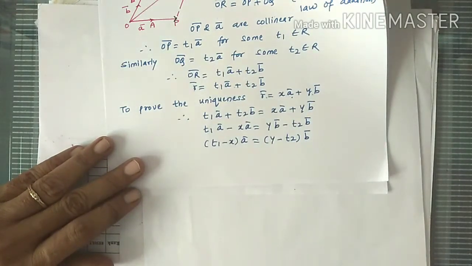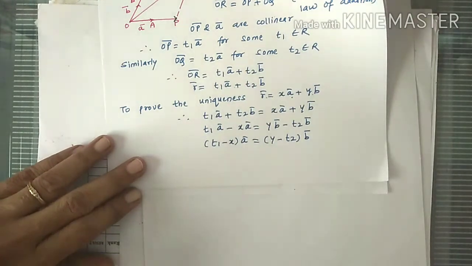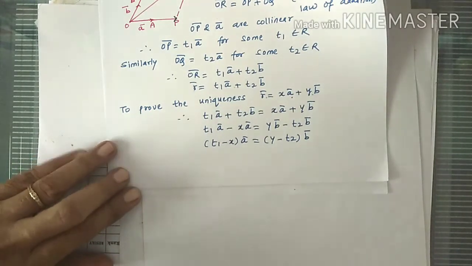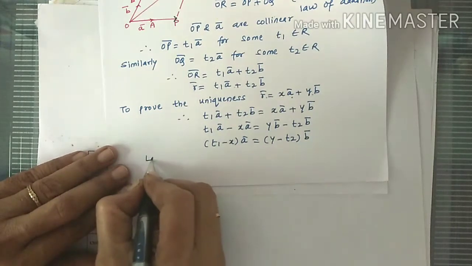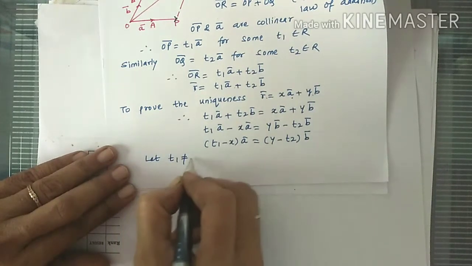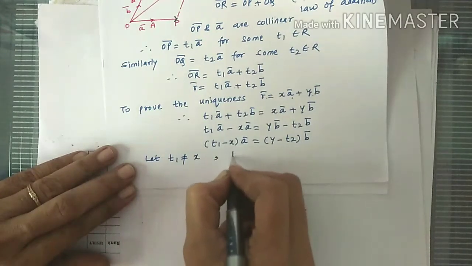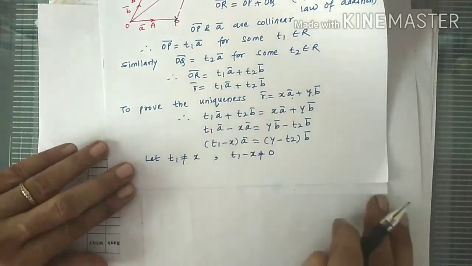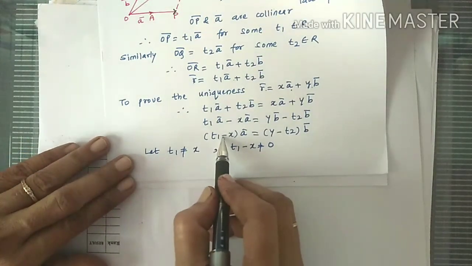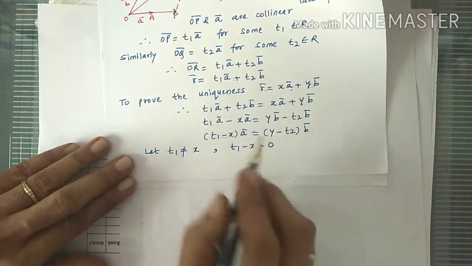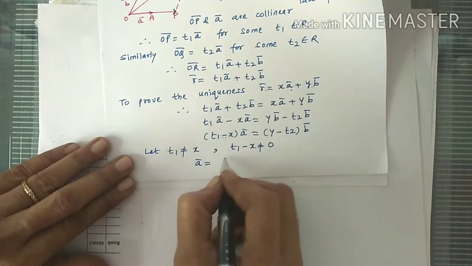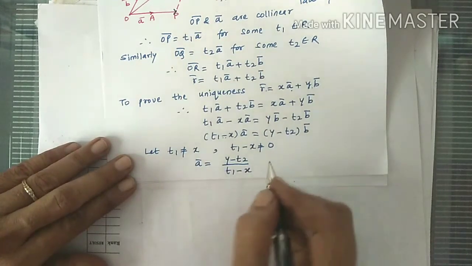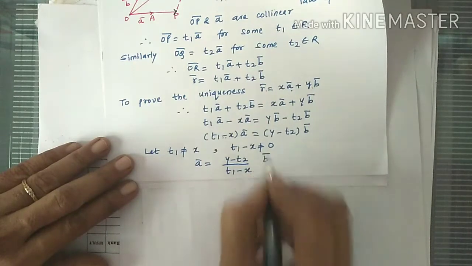Remember, we have to prove that T1 equals X. So to prove that, let's assume that T1 is not equal to X. Since we are assuming a wrong thing, we should get some contradictory fact. So let, if possible, T1 not equal to X. That means T1 minus X is not equal to 0. As it is a non-zero term, we can divide by it. So we get A bar as (Y minus T2) divided by (T1 minus X) into B bar.